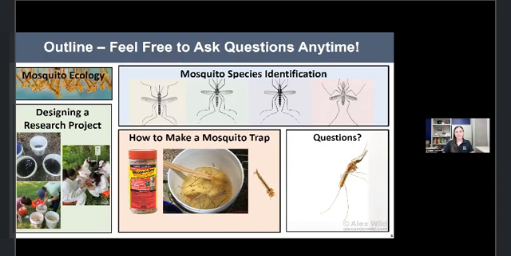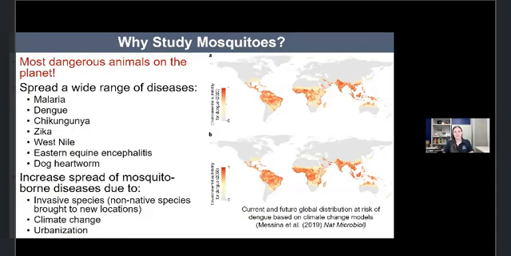So the first thing is, why study mosquitoes? In my research lab, we study mosquitoes and ticks, but today we're just talking about mosquitoes. And the reason we study mosquitoes is because they are the most dangerous animal on the planet. They spread a wide range of diseases, including malaria, dengue, chikungunya, Zika, West Nile viruses. Some of these also impact horses, like West Nile, Eastern equine encephalitis. If you have a dog, your dog could get dog heartworm from mosquitoes. So they spread a wide range of diseases.